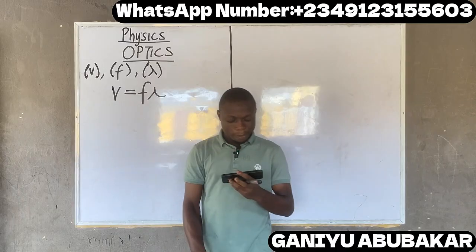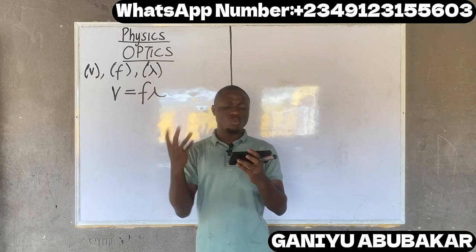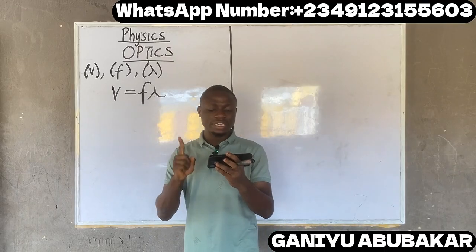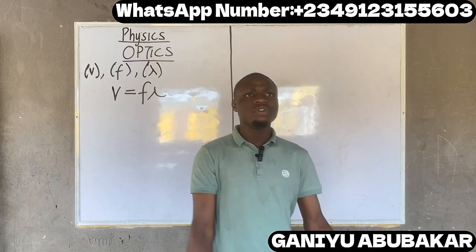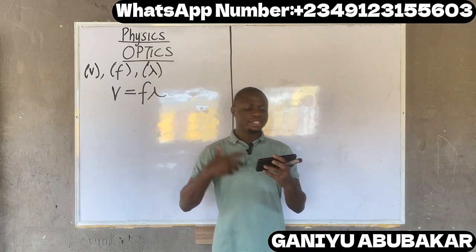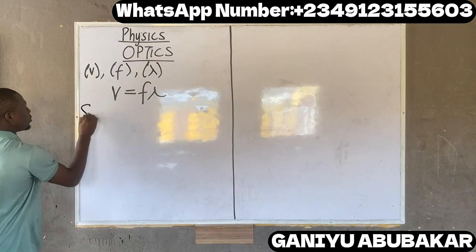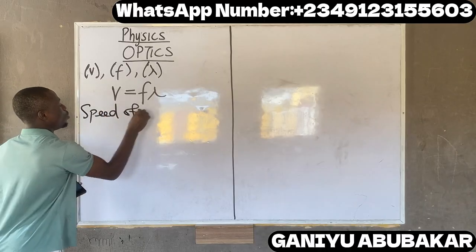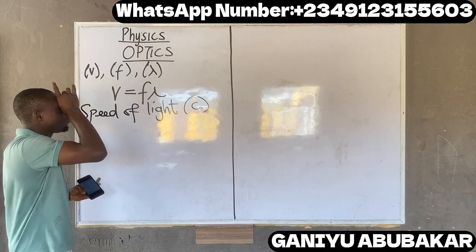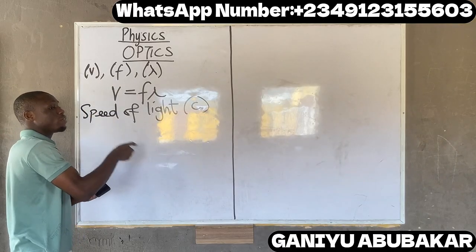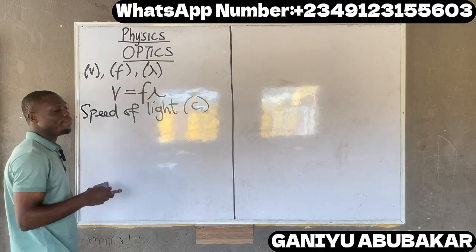Note, electromagnetic wave moves at the speed of light. And the speed of light, of course, that's C. So for an electromagnetic wave, the electromagnetic wave moves at the speed of light, and the speed of light has a symbol C.